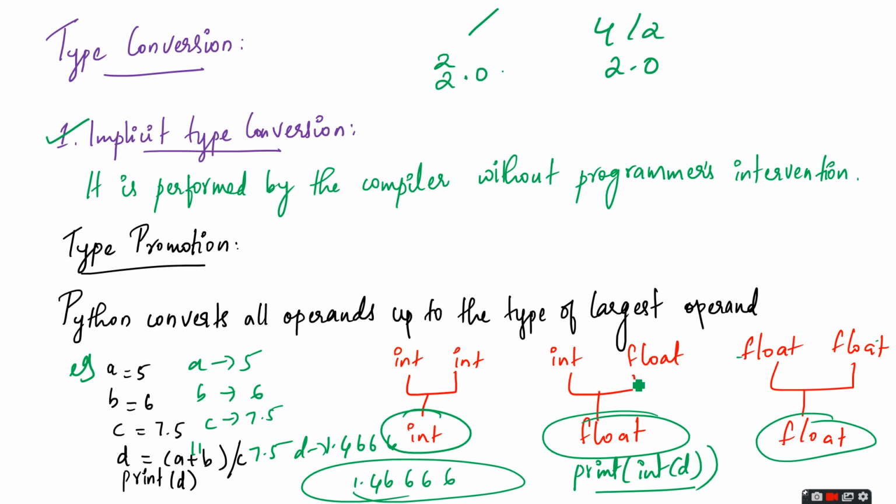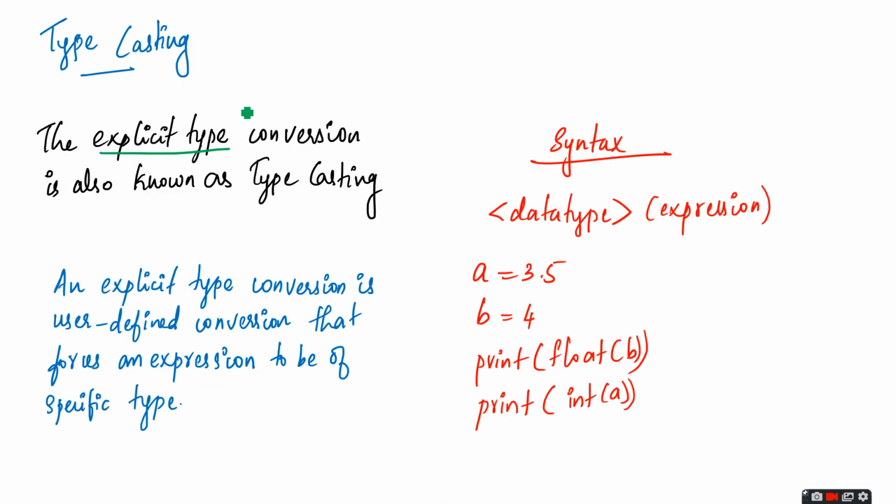And we have learned that explicit type conversion means it is done by the programmer. The programmer is compelling the compiler to produce this type of result. If I want integer, I will give the int function. If I want to get floating point, I will give float, like that. Now, explicit type conversion is also known as typecasting. And explicit type conversion is user-defined conversion that forces an expression to be a specific type. That means a programmer is forcing an expression to a specific type.